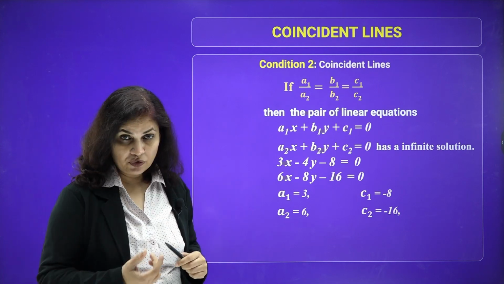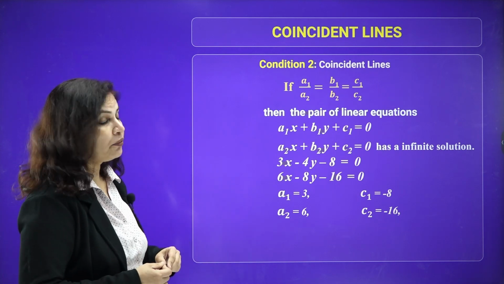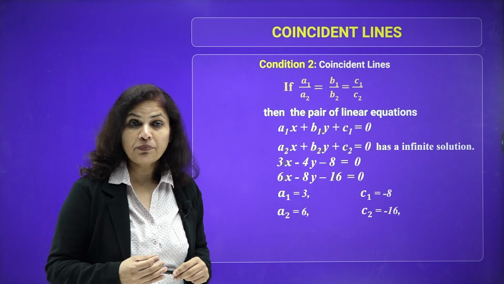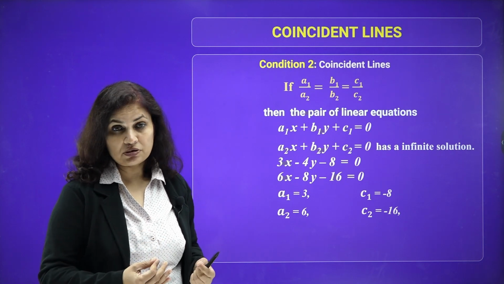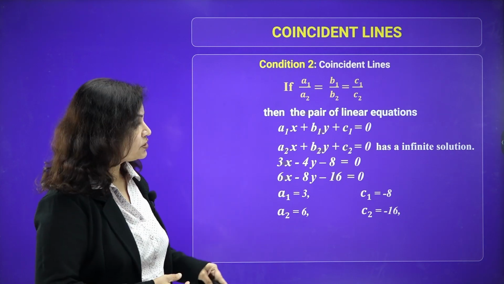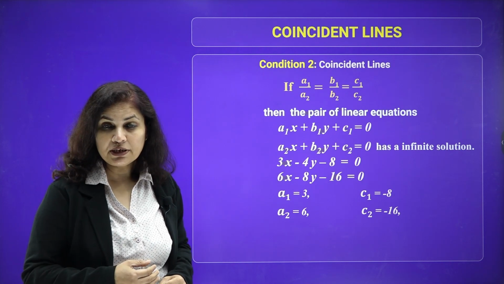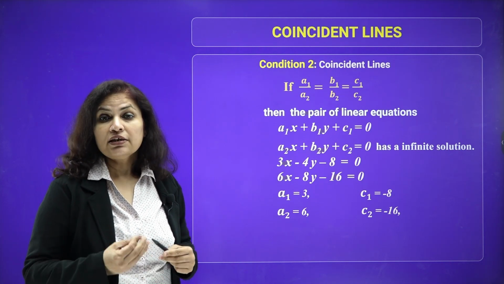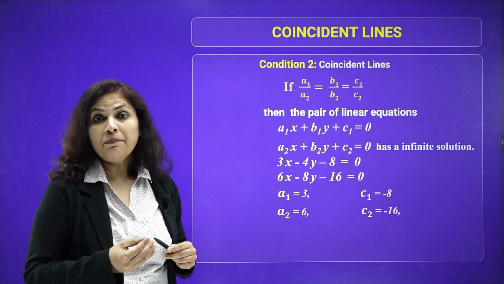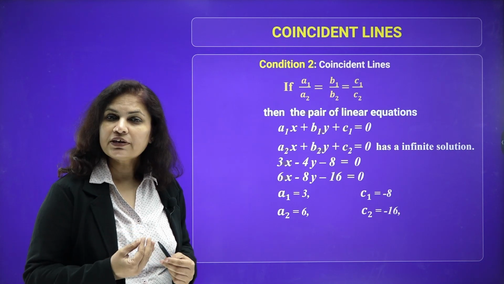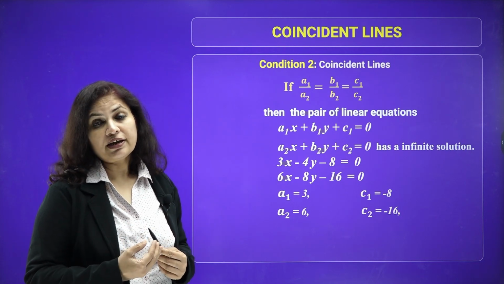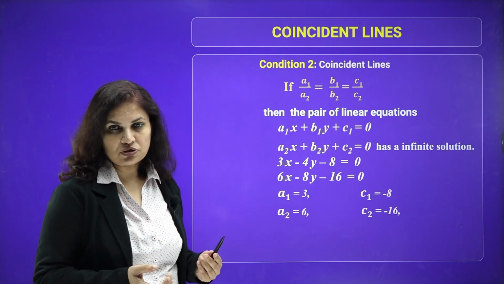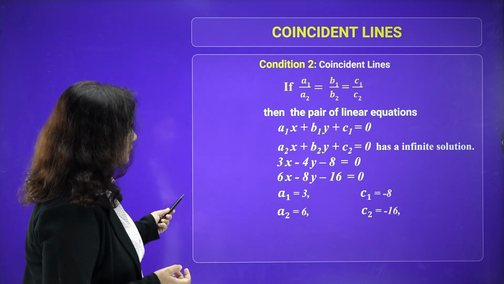Now, when we have coincident lines, then A1 upon A2 will be equal to B1 upon B2 will be equal to C1 upon C2. That means the ratio of all the coefficients will be equal, and in this case, there will be infinitely many solutions. If we solve it algebraically, we'll see that there are infinitely many solutions to this set of equations.